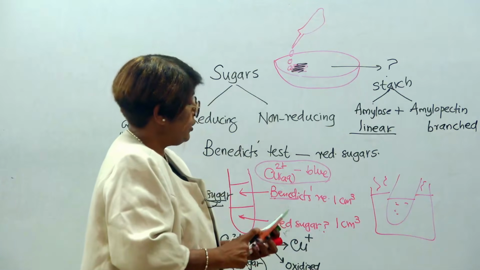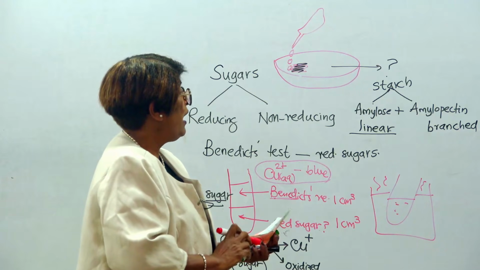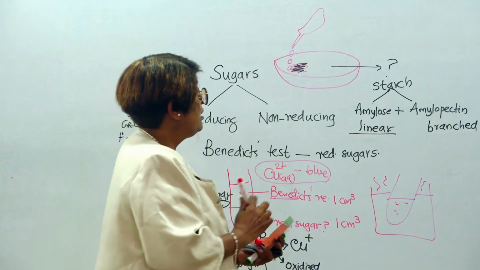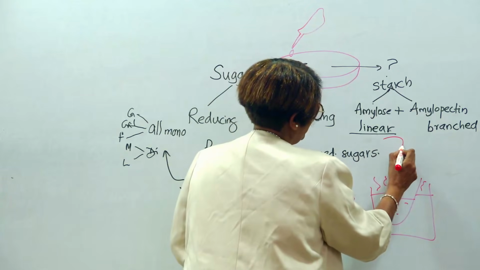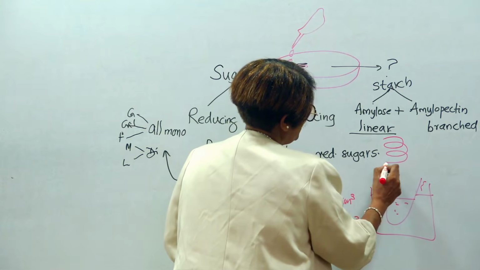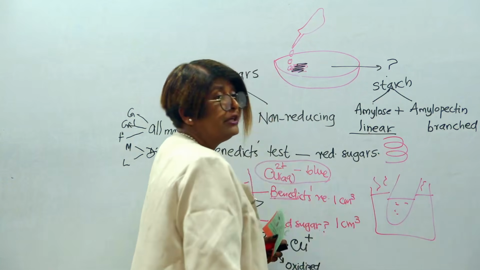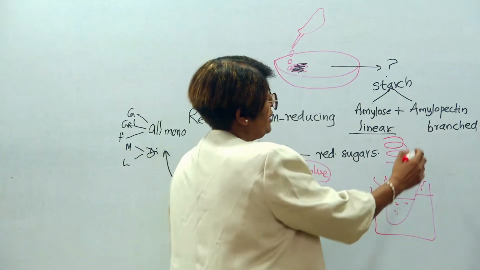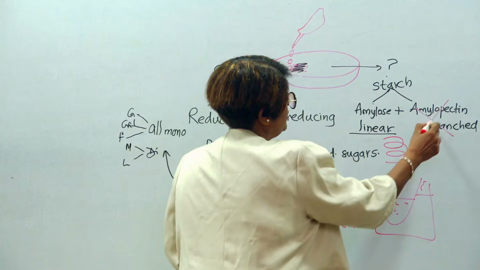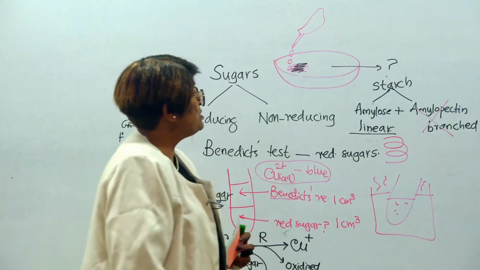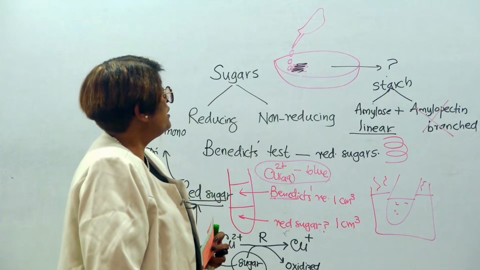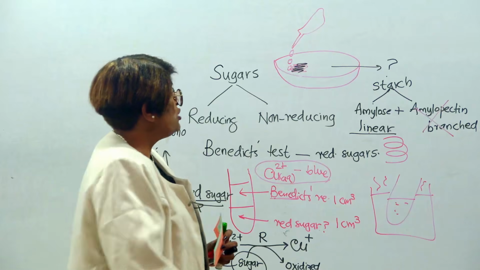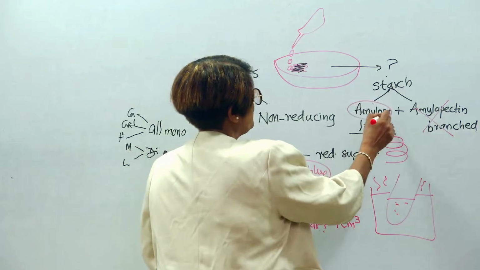This linear molecule is unbranched and it is helically coiled. So, it is a linear molecule, unbranched and helically coiled. And when it comes to amylopectin, it is branched and that is not needed for the test result to be shown. So, the iodine test completely relies on the presence of amylose in starch.